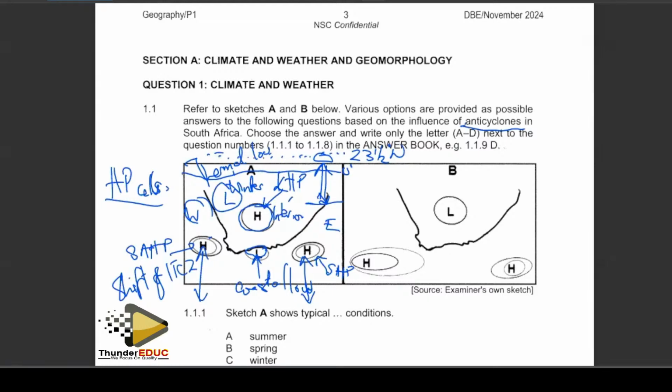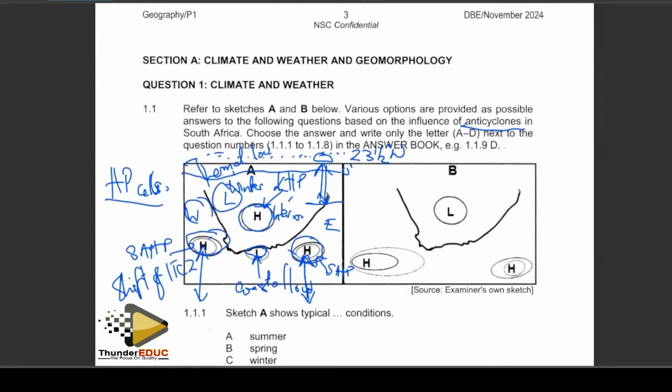These cells, because the intense heating has gone further north, will also tend to move further to the north. And they will be so close to land, like how we are seeing them here. They are very close to land. This is typical of winter conditions.